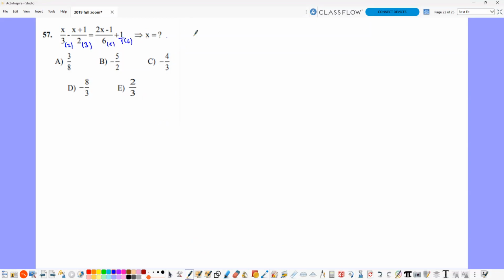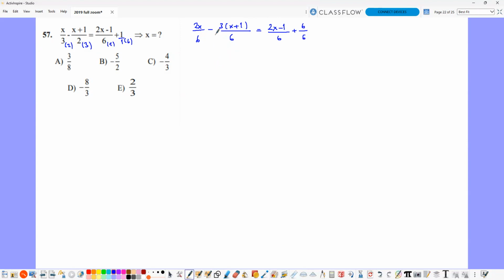Then I'm going to multiply by 6, which is equal to x times 2 is equal to 2x. 2x divided by 3 minus 3 times x plus 1 divided by 6. I'm sorry, here it should be 6, both of them. This is also 6. Then this is equal to 2x minus 1 over 6 and plus 6 over 6 it's going to be.